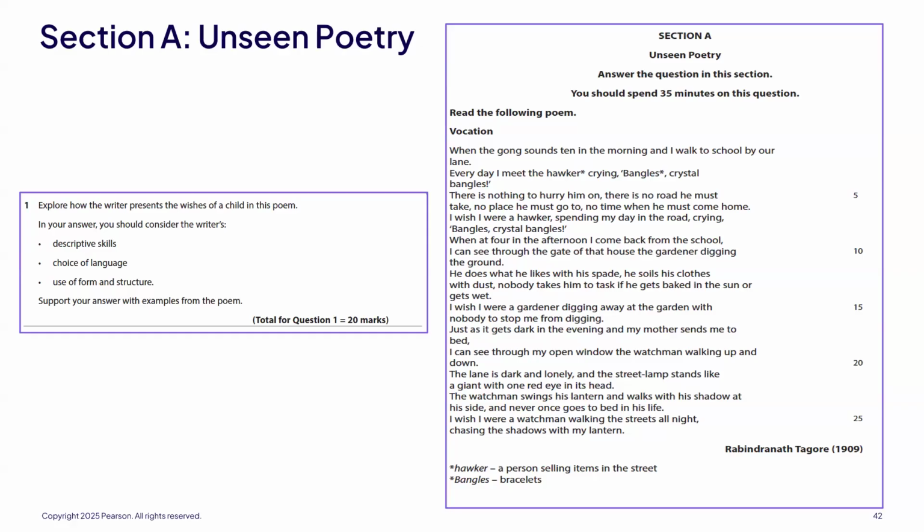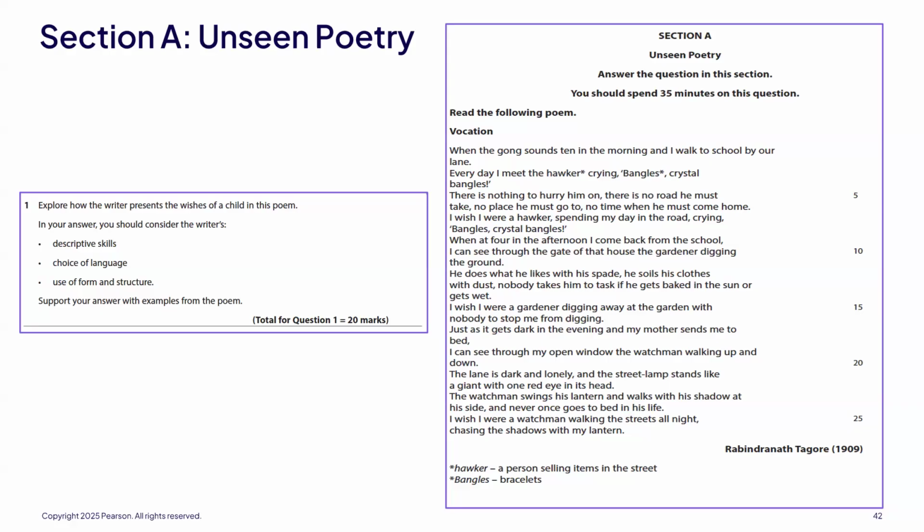So here we have the poem Vocation. This was the poem from the June 2025 paper, same as the linear course. The exemplars are in the examiner report on the linear part of the website. On this slide we've got the poem and the question squished onto one side. That was just for a visual so you could see the two together.